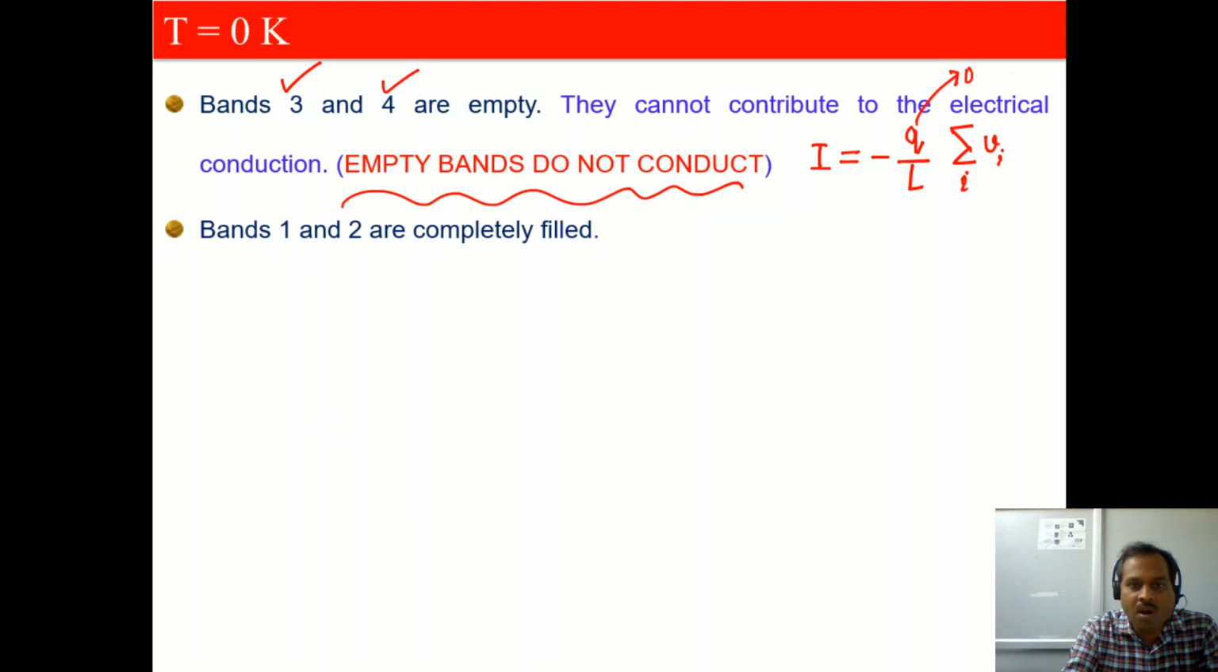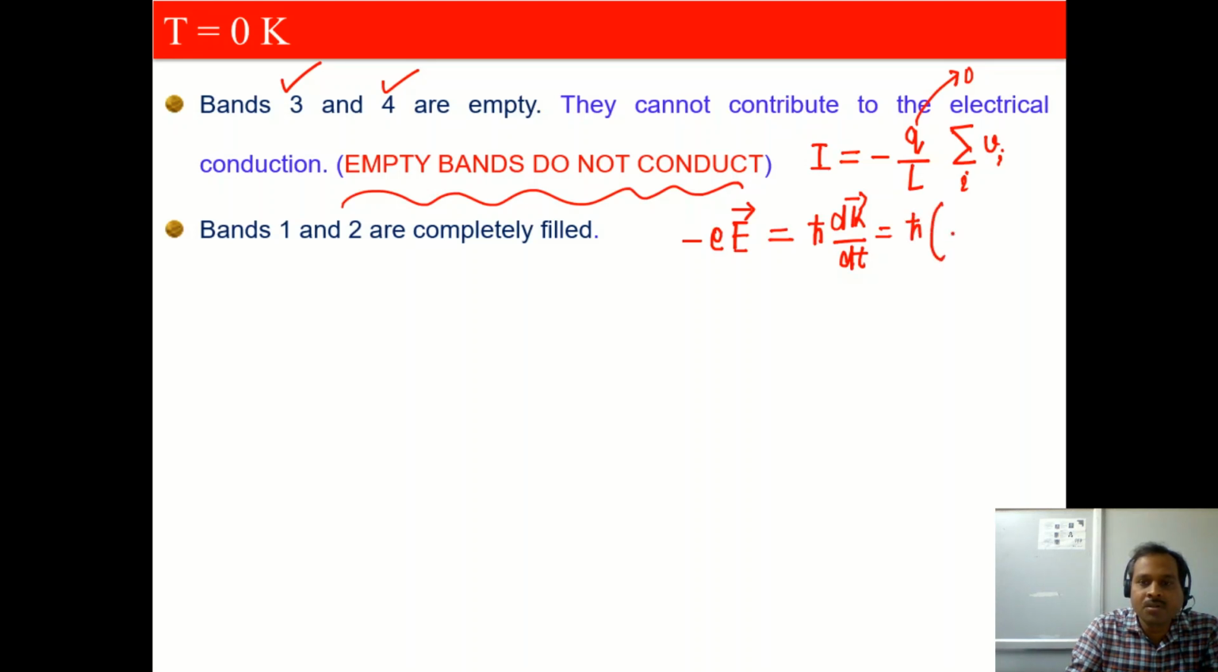Now come to the bands 1 and 2. Bands 1 and 2 are completely filled. That means there are no free electronic states where the electron can undergo transition. Suppose we are applying one electric field E, and we know that the force experienced will be the charge times E, and this force has to be equal to h-cross dk by dt. If you recall, the rate of change of crystal momentum is equal to the external force experienced by the electron, and in fact this can be written as h-cross k at certain time tau minus k0 at time t equal to 0.